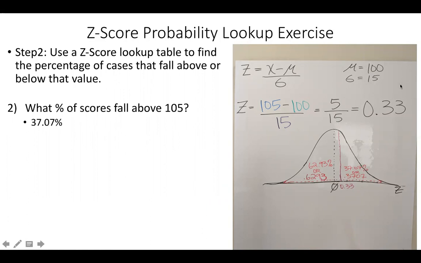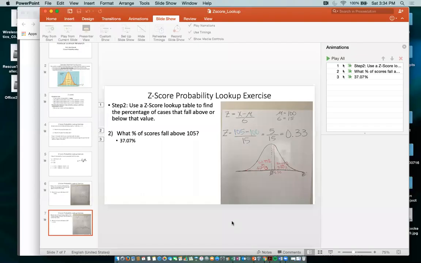Another way to think about this is if this entire curve is 100%, I take 100%, I subtract 62.93%, and I get 37.07%. So in the answer to this question, what percentage of scores fall above a 105? That is going to be 37.07%. And that's the exercise.